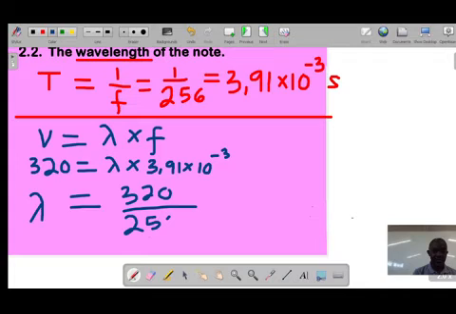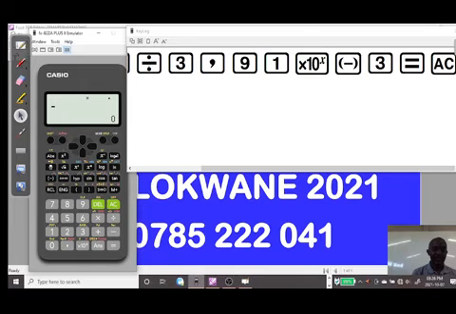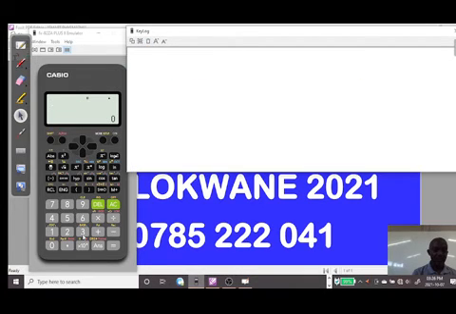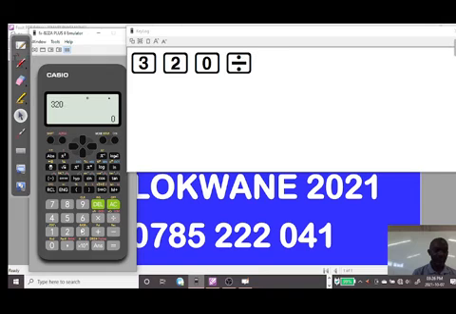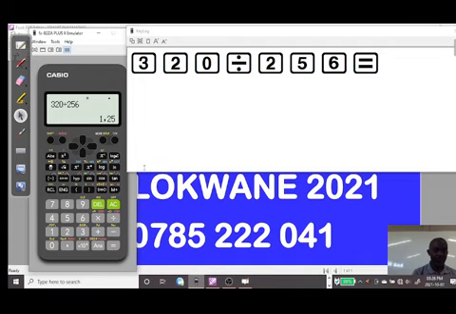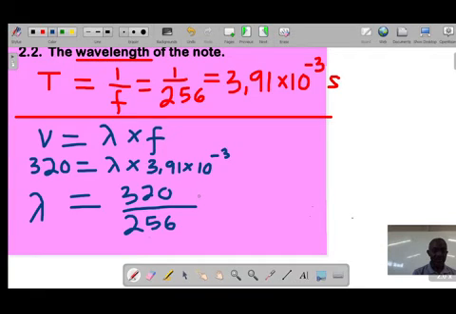Okay, now what do you get here? It's going to be 320 divided by 256, which equals 1.25 meters. So this is our wavelength.